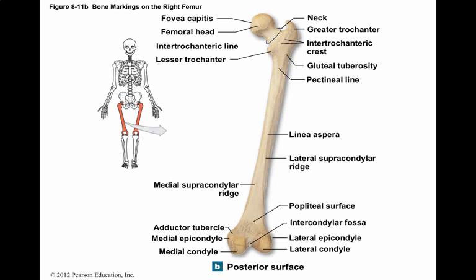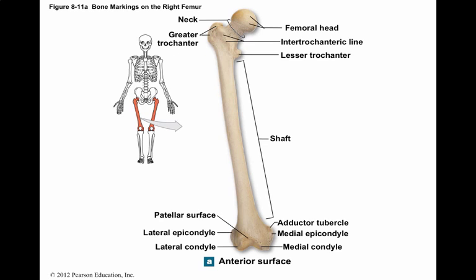It's the site of attachment for the gluteus muscle. As the shaft of the femur approaches the knee joint, it widens into the medial and lateral epicondyles. These smooth, round projections form the medial and lateral condyles. Looking at the condyles on the anterior surface, we see the patellar surface, which is a smooth articular surface on the anterior side between the two condyles.